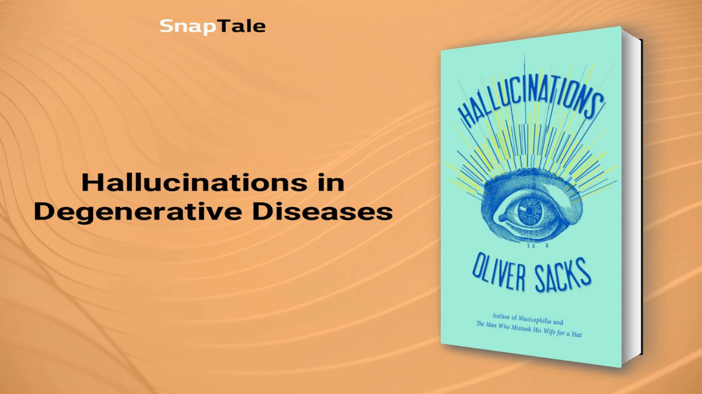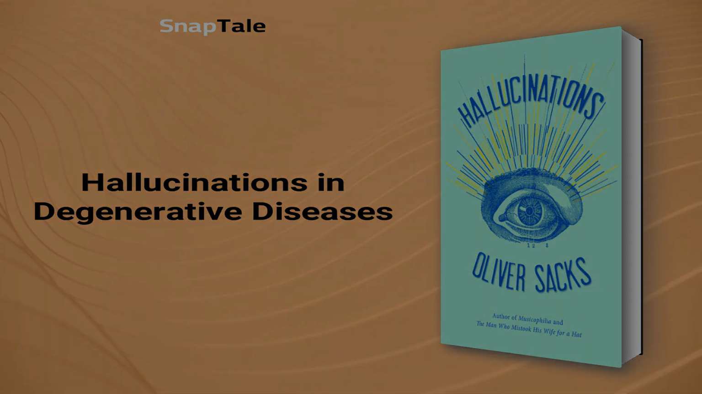Other forms of dementia like Alzheimer's disease also cause hallucinations, often involving disorientation, confusion, and delusions. Patients may imagine that people or things around them have changed in some way. In conclusion, as we age and suffer from degenerative diseases, the likelihood of experiencing hallucinations increases.